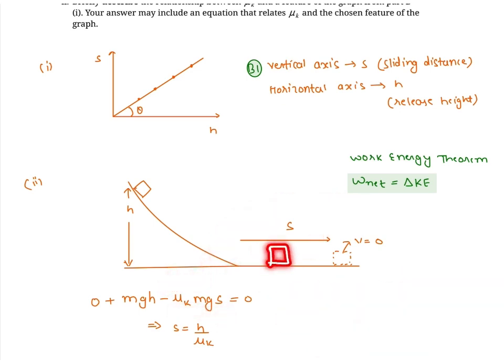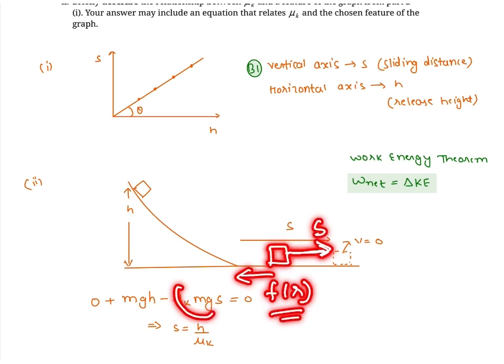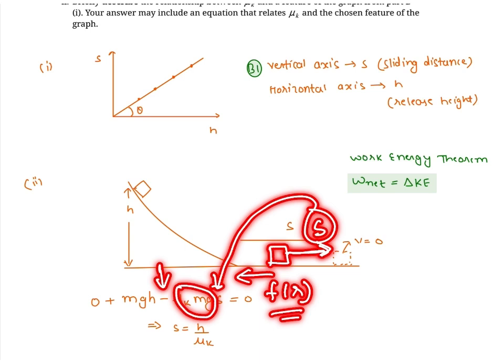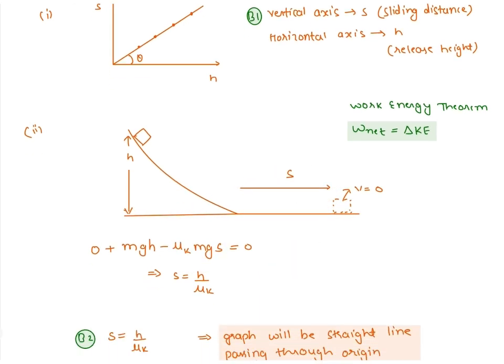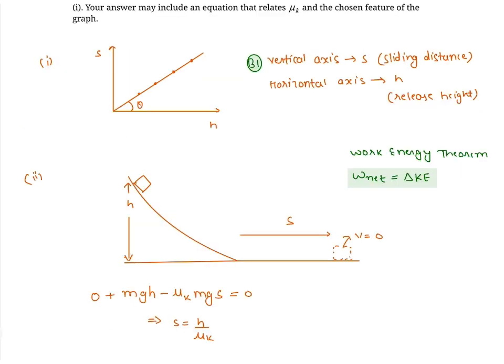Once again, this block is moving towards the right. That is, displacement is towards the right, and the friction force is acting towards the left. So displacement is s, and the friction force is mu k mg. But since the force is acting opposite to displacement, I have incorporated a negative sign here. So solving this, we get s is equal to h by mu k. So definitely the graph between s and h will be a straight line.